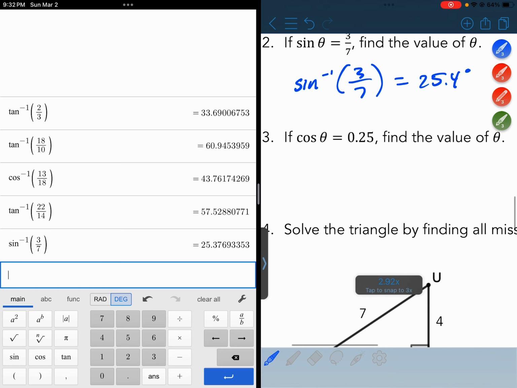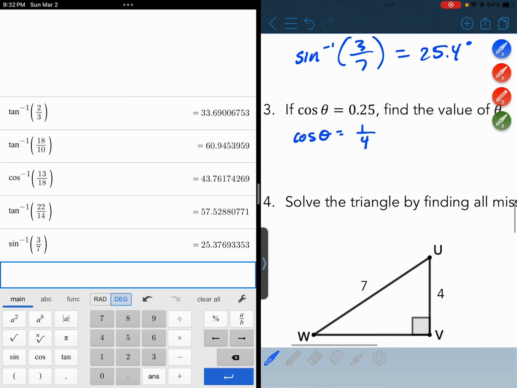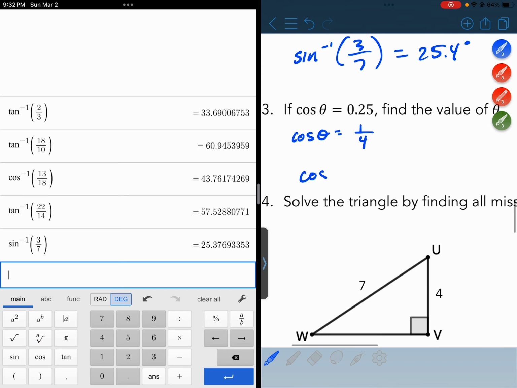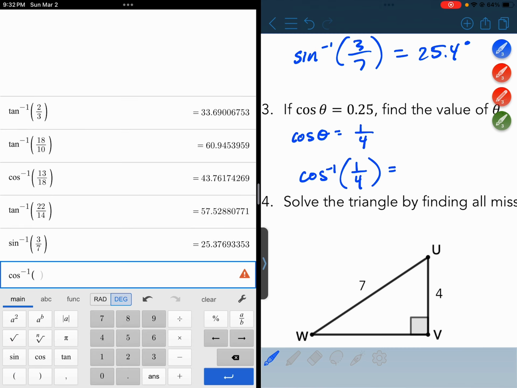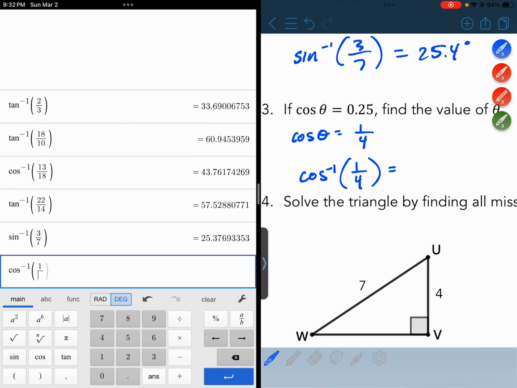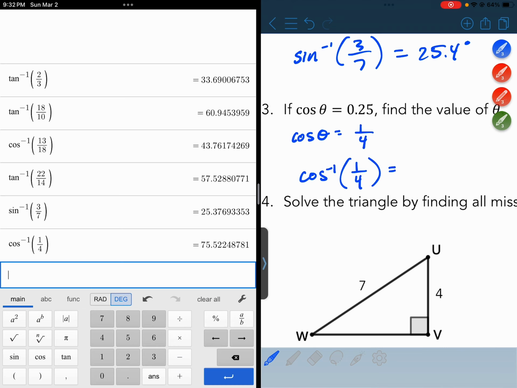Well, this is like saying that the cosine ratio is 1 to 4, right? That fraction is the same as 0.25. So now let's use the inverse cosine function, type in the ratio, and we'll get the angle. Okay, inverse cosine, 1 to 4. So the mystery angle is 75.5 degrees.